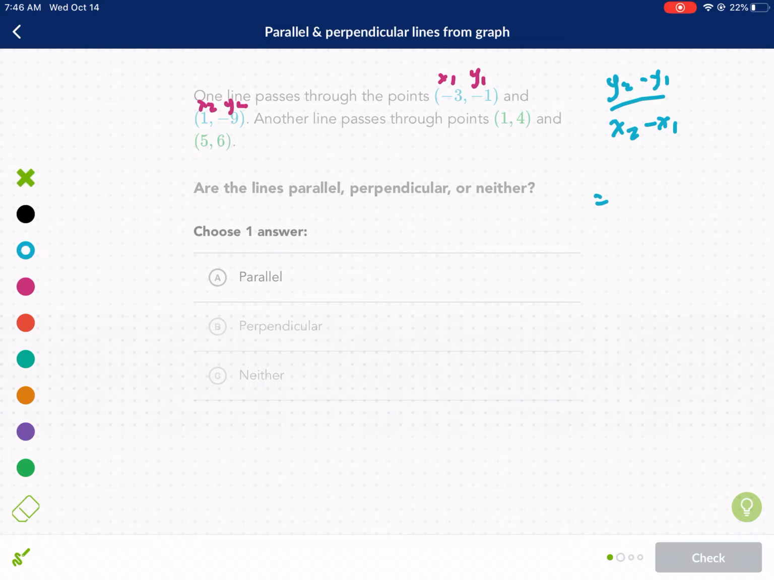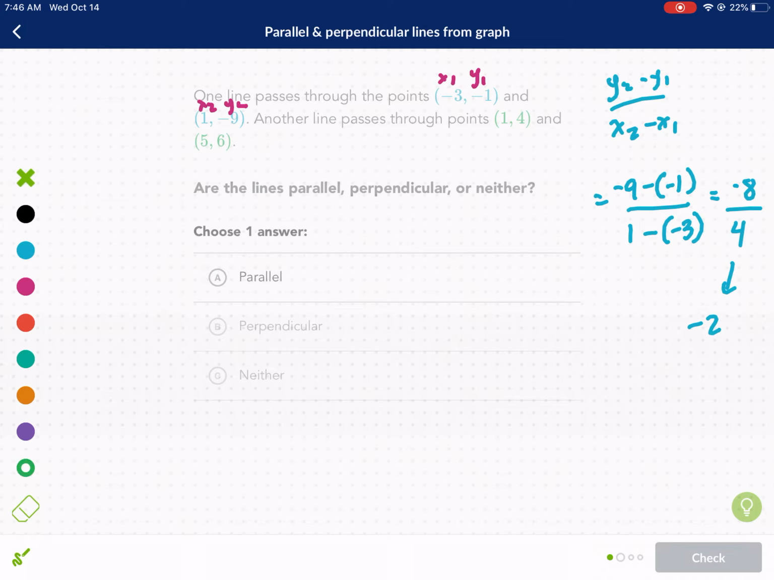So now I have y2, which is -9, minus a -1, over x2, which is 1, minus a -3. That gives me -8 on the top, and then 1 minus the -3 is 4 on the bottom. So that is -2 reduced.